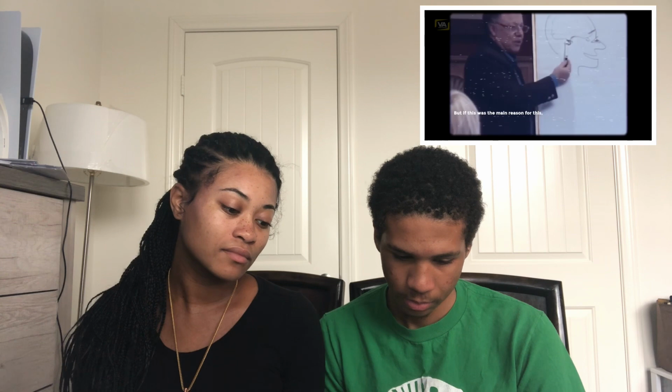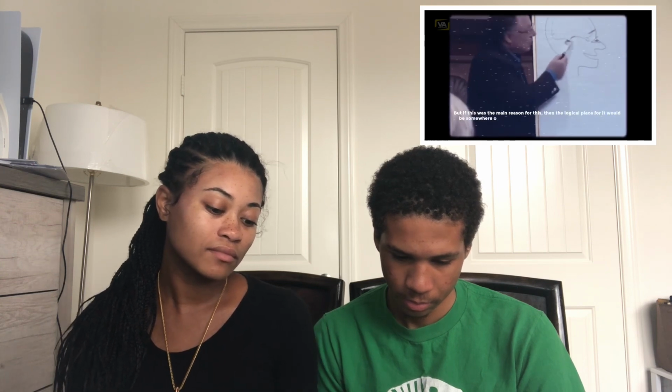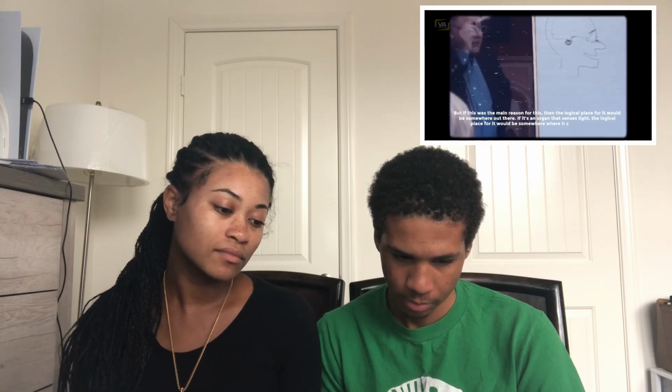see light? But we know that as an eye, it's very sensitive to light, because when light hits it, it can't hit it directly, of course. Somehow it gets the information about light, then it produces certain things, chemicals in your body, and when there is no light, it produces others. So the moment the light goes off, it starts producing things like, for example, melatonin, and it puts you to sleep. But if this was the main reason for this, then the logical place for it would be somewhere out there. If it's an organ that senses light, the logical place for it would be somewhere where it can get the light. Or why would we need it to begin with?